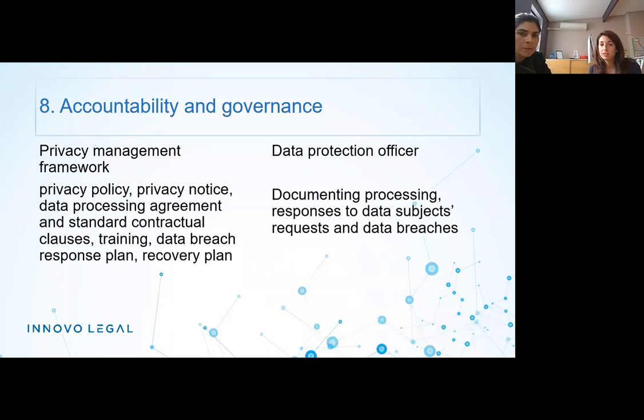And documenting, so the records are very important under the GDPR. So documenting processing, so keeping records of your processing activities. Documenting responses to data subject requests. So if I request correction or deletion of my personal data, making sure you keep a record of that. And also the data breaches. So if one occurs, a description, when it occurred, what sort of response, what action you took, etc. So all of that needs to be documented.